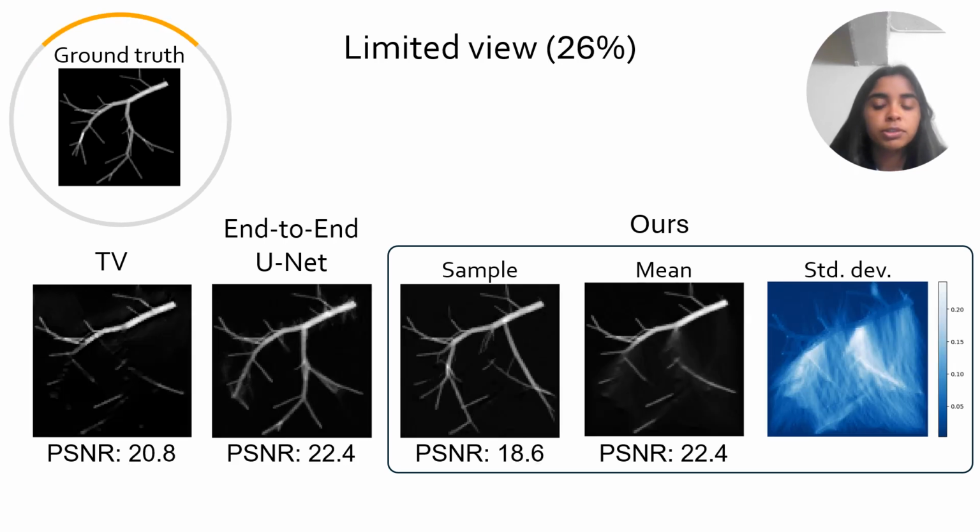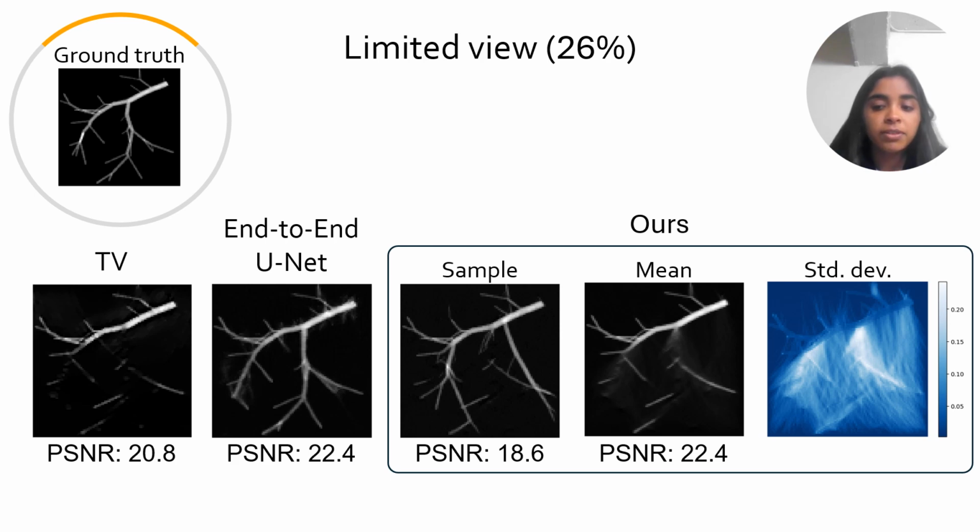Here's limited view with 26% coverage, which is a more difficult setting. TV regularization misses a lot of the detail in the region of the image that would be far away from the transducers we have available. The end-to-end UNet has good perceptual quality because it was trained on paired data for exactly this measurement setting.